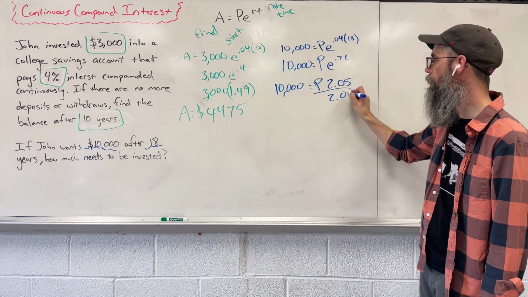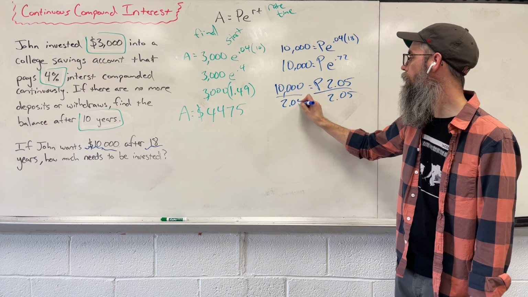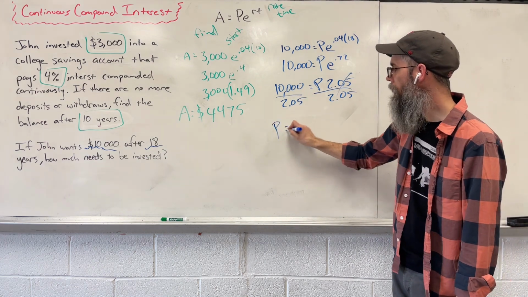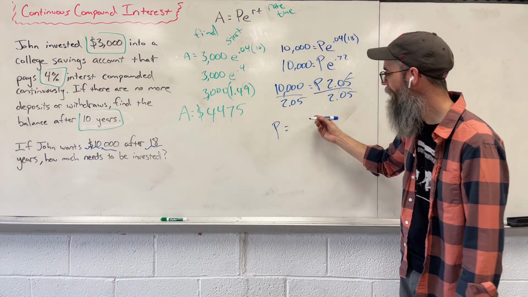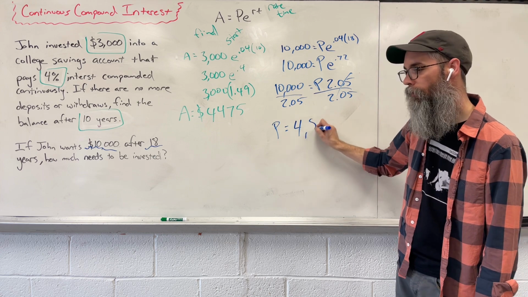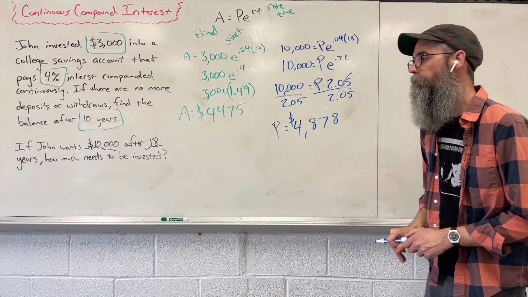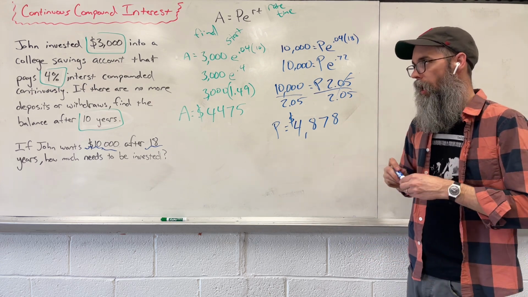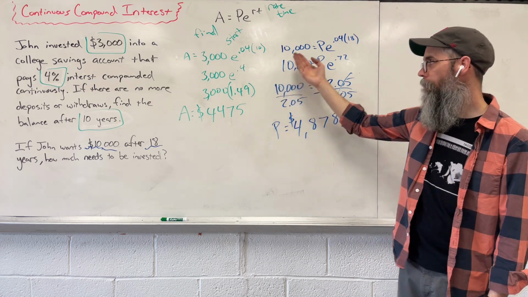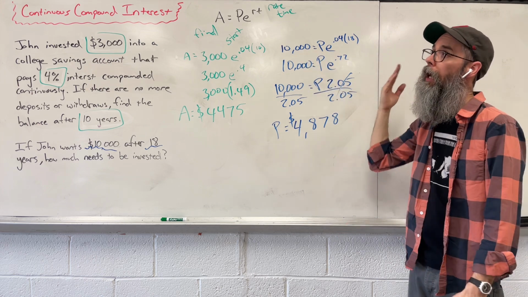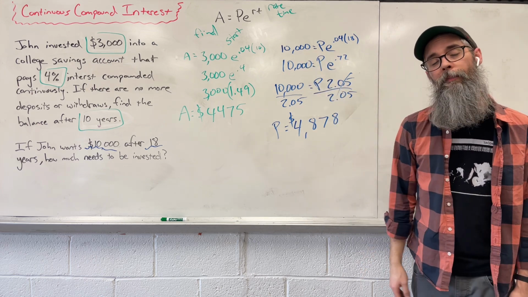Now, P times this, we have multiplication. Let's divide. They cancel. My P, how much I'm starting with, I need to invest initially $4,878. So we can do this both ways, whether we're putting money in or finding how much we want at the end. And that is continuous compound interest.